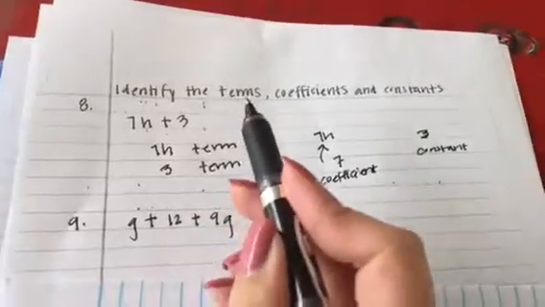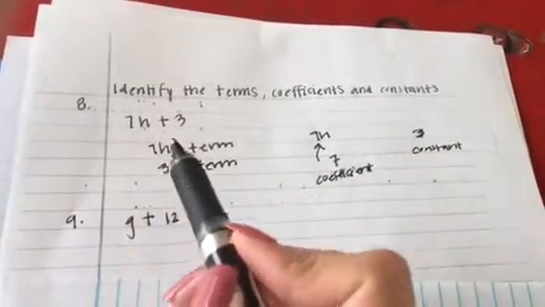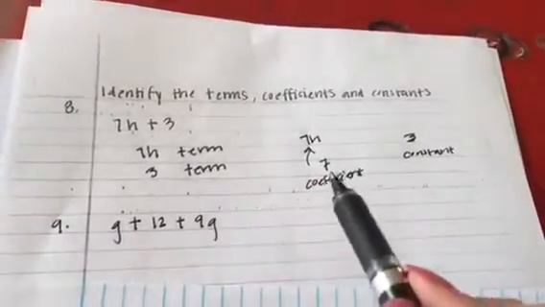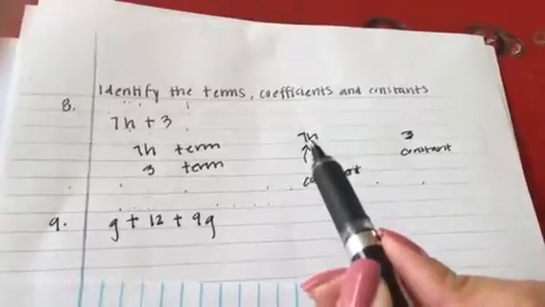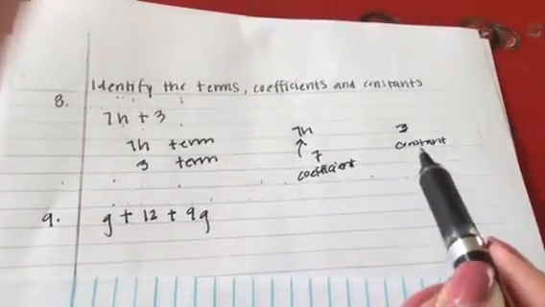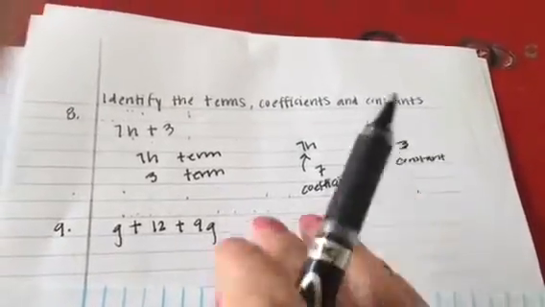So now we have terms, coefficients, and constants. The terms in this problem were 7h and 3, right? Because they're separated by an addition sign. The coefficient here is 7 of 7h. And the constant is 3, the only number in there without a variable.